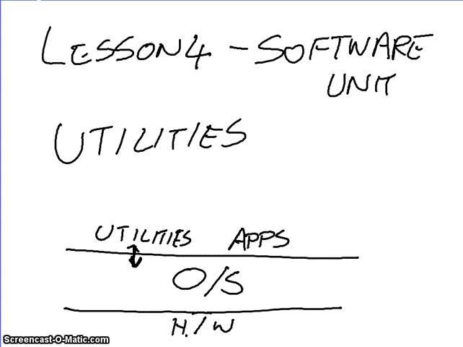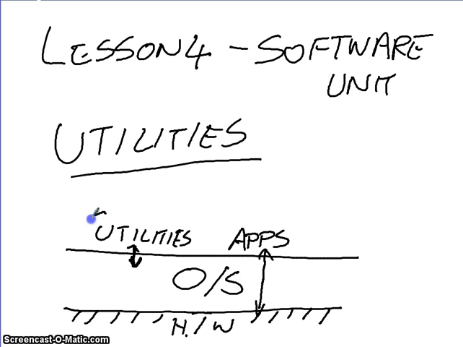Right, this is lesson 4 in the software unit for GCSE Computing, and this lesson is all about utility software. Now, this is my little diagram again below, and as you can see on the bottom we have the hardware, and the purpose of the operating system is to communicate with the hardware, and obviously apps then go through the operating system to the hardware to communicate.